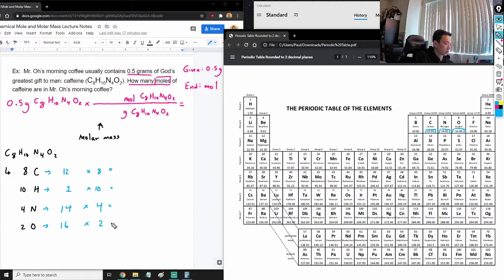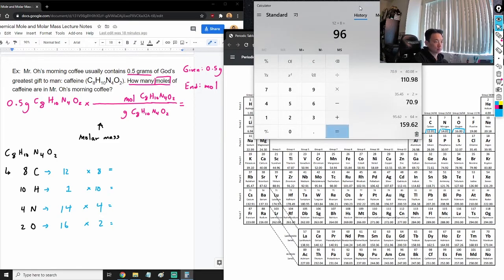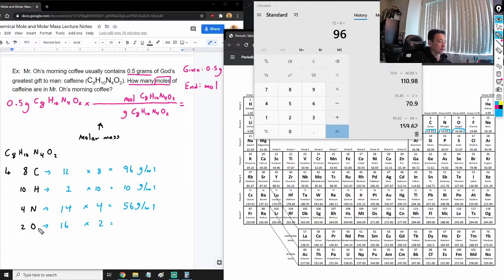Okay. So just to repeat myself, each carbon is 12 grams per mole, and we have 8 of them, so we do 12 times 8. That's going to give us 96 grams per mole. Hydrogen is 1 each, and there's 10 of them, so it's going to be 10 grams per mole. For nitrogen, there's 4 of them, and each one is 14, so 14 times 4 is 56 grams per mole. And then for oxygen, each of them is 16, and there's 2 of them, so that's going to be 32 grams per mole.